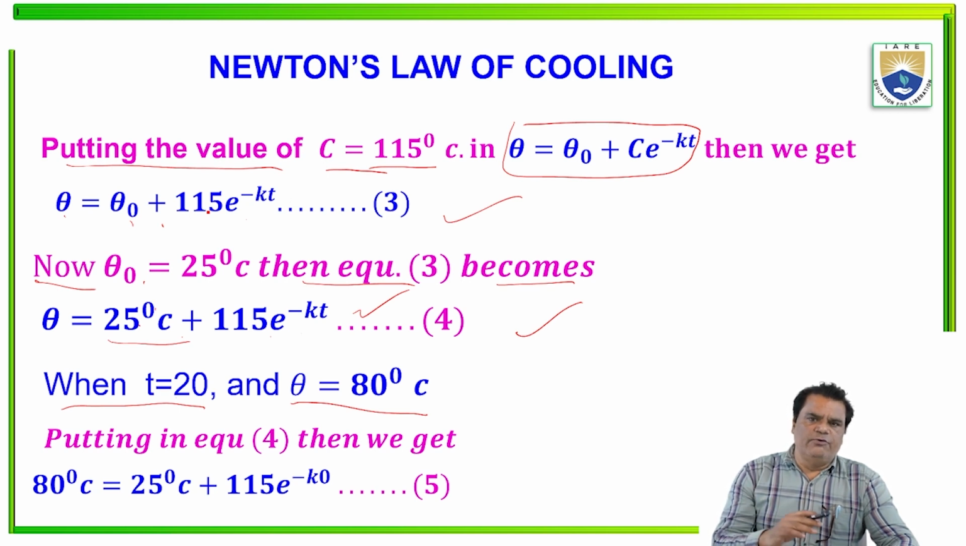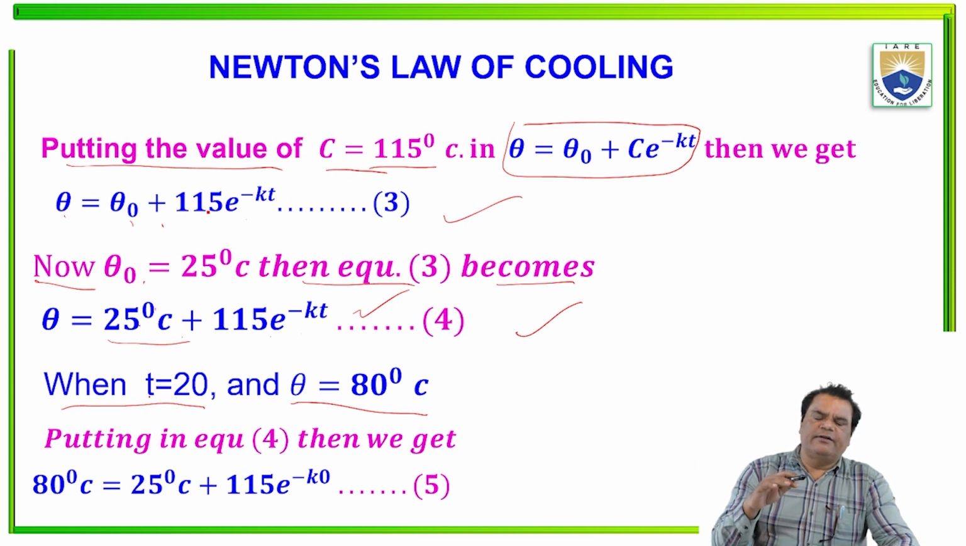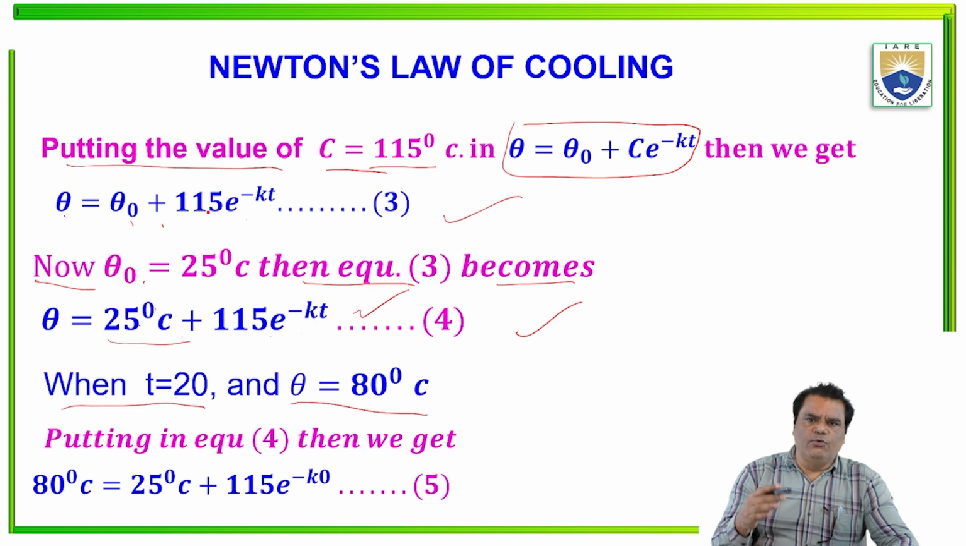Then we find out the value of the arbitrary constant, the integration constant. And after putting the integration constant in equation 1, we get the value of theta again. So now the next condition: when the temperature of our body cools down to 80, then t is 20 minutes. After putting these values, theta is 80 degrees centigrade equal to 25 degrees centigrade plus 115 e to the power minus kt. This is kt.